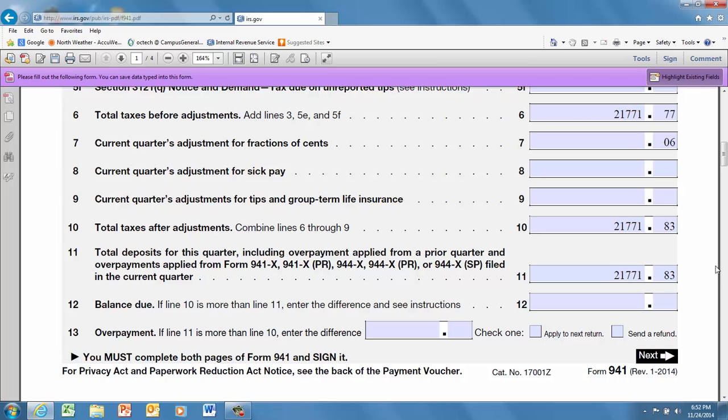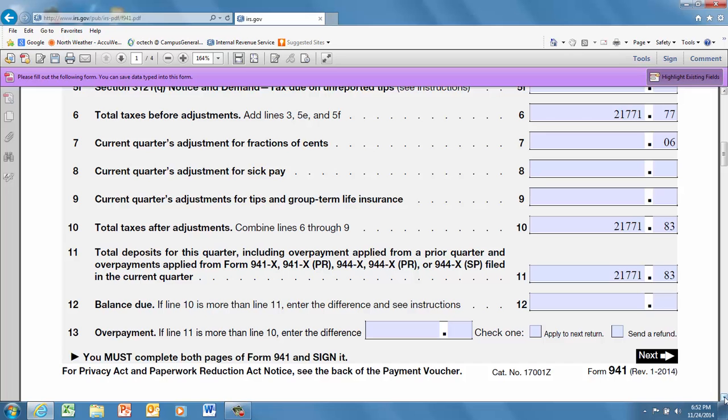So anything under $1, we're just going to put in that line 7 so that our line 10 will equal the pennies, at least, on line 11. And then if we have a significant difference over $1, then we need to either pay that difference or we will get it in a refund. The first thing we would do is go check and see what was our problem that we deposited some different amount than what we were supposed to.